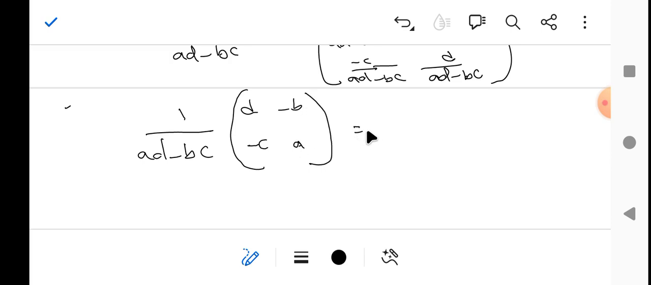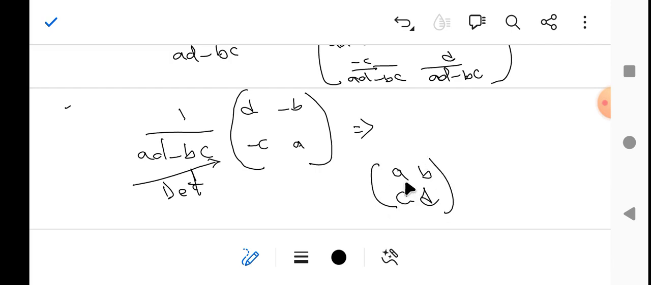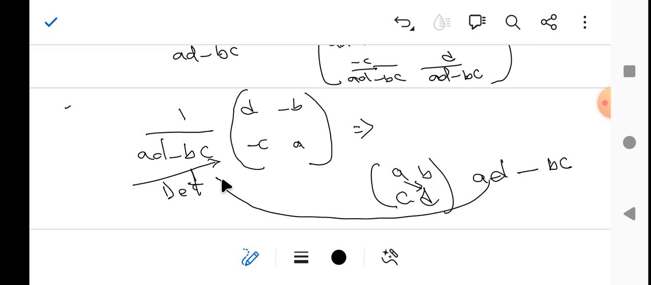Now this is straightforward. You can observe that AD minus BC is just like our determinant. For instance, do you remember we have A, B, C, D? How do you get the determinant of this? A multiplied by D minus C multiplied by B. Can you see that? Can you see that it is the same thing as what we are having here?